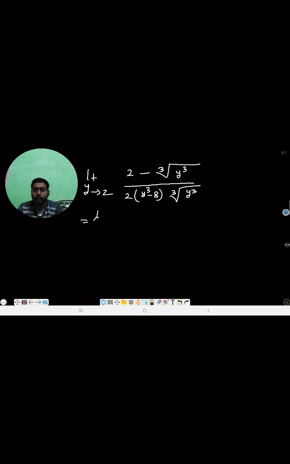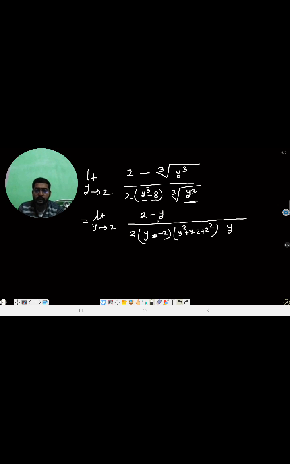The cube root of y cubed, the value will be, limit y tends to 2, so that will be 2 minus y divided by 2 into... Now this is the formula a cube minus b cube. y cube minus 2 cube, 8 is 2 cube, so for a cube minus b cube the formula is a minus b, so that will be y minus 2 into a square plus ab plus b square. And again the cube root of y cubed, that will be y only.